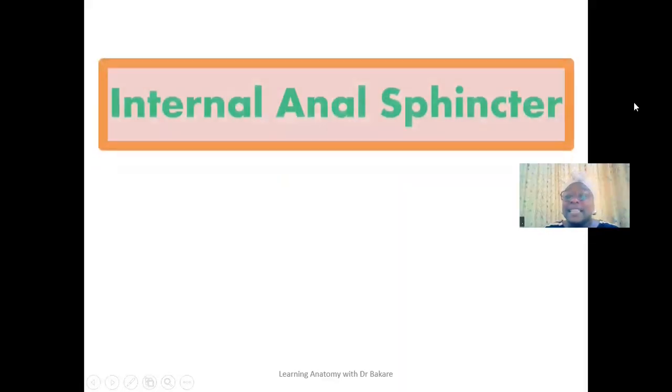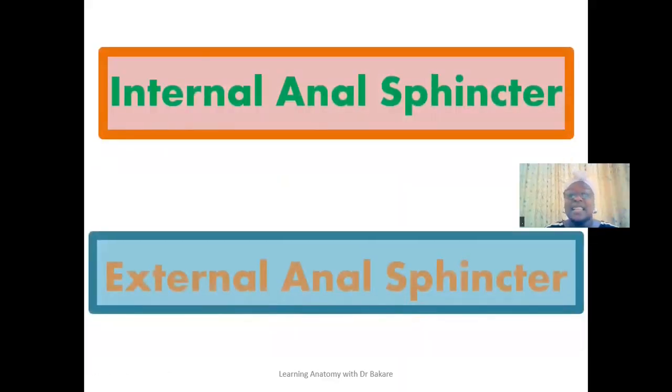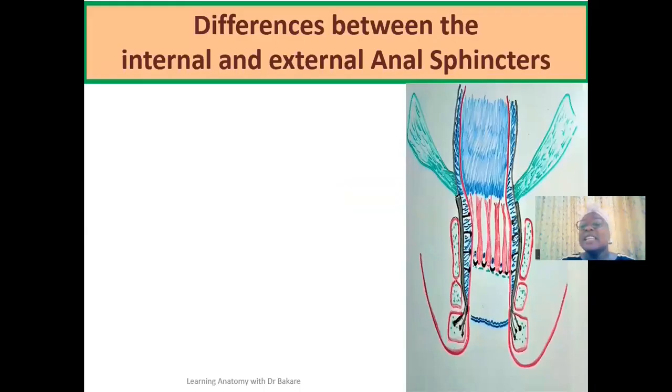So we'll look at the internal anal sphincter versus the external anal sphincter. Looking at the differences, I have tried to put up these differences in a tabular form in case we are asked during the examination. We can go through this lecture to be able to establish those differences.